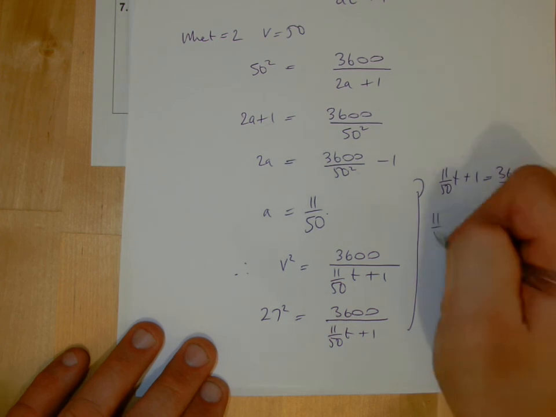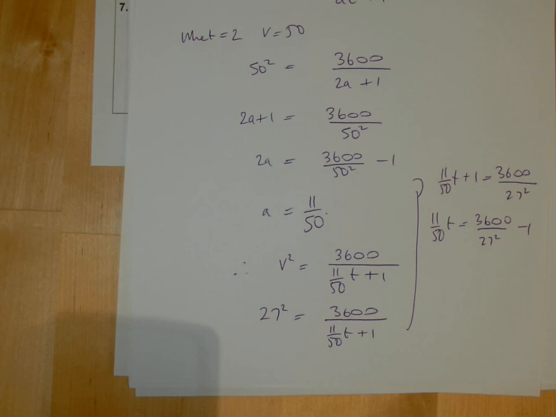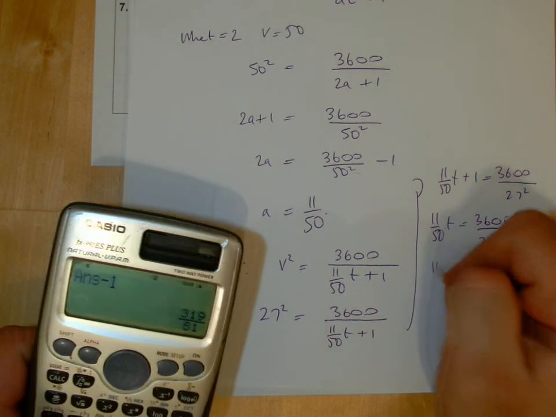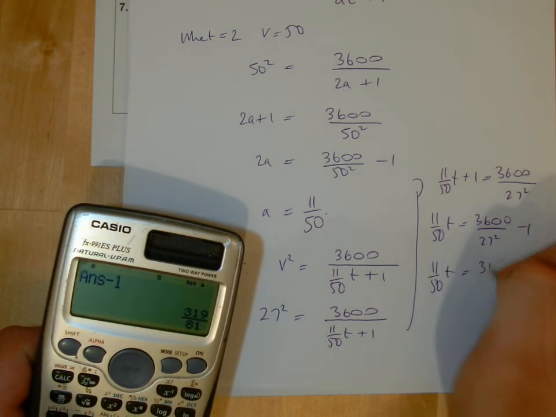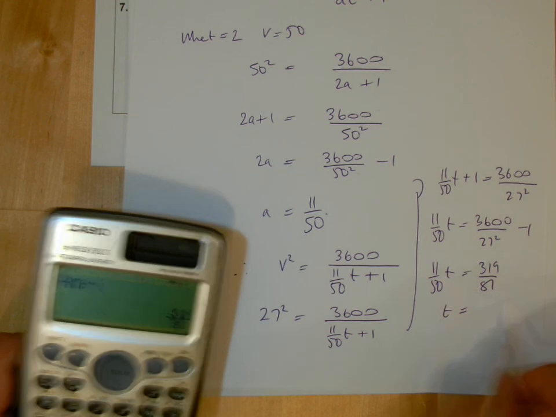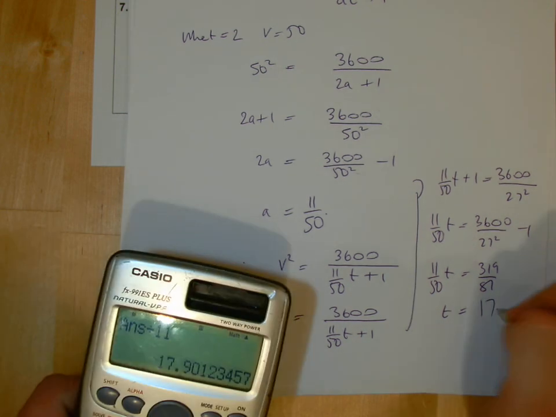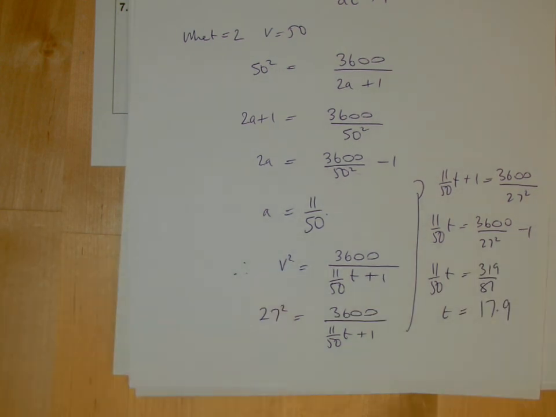Okay, so then 11 50ths t equals 3,600 divided by 27 squared, take away 1. Okay, so if I do that on my calculator, I get 11 50ths t equals 319 over 81. To get t then, take the 50 up and divide by 11. So times my answer on my calculator by 50, divide that answer by 11, and I get 17.9, correct to 1 decimal place.